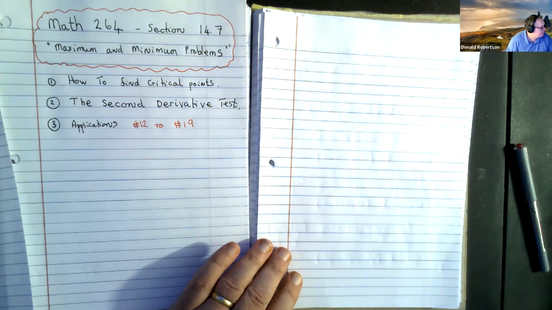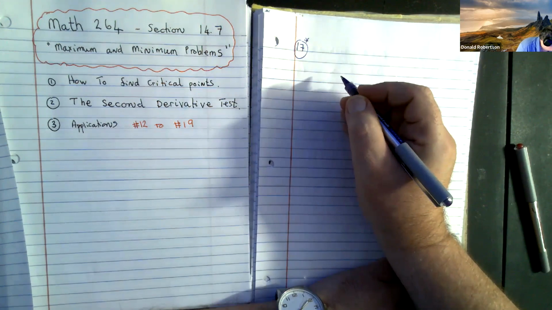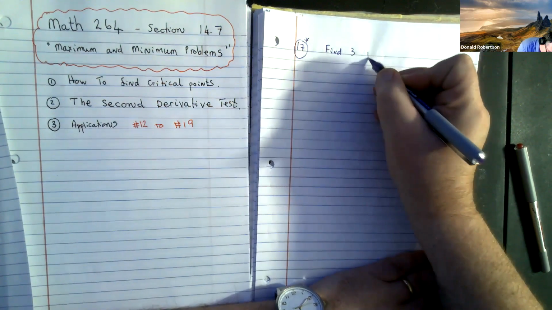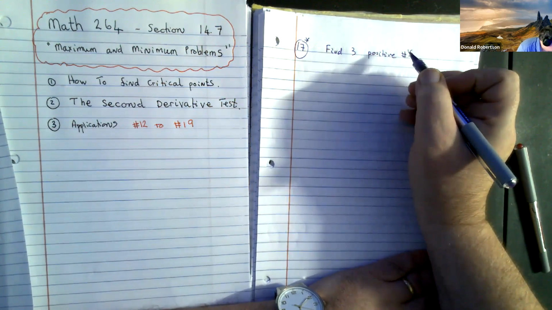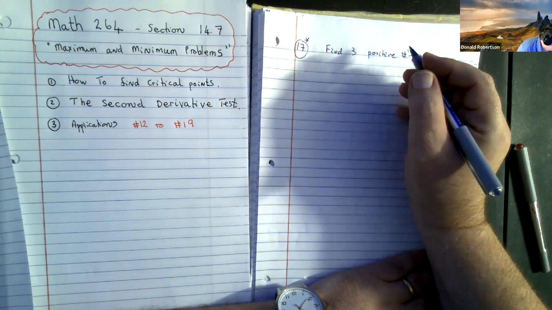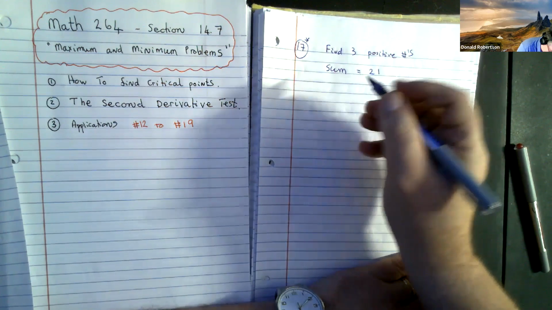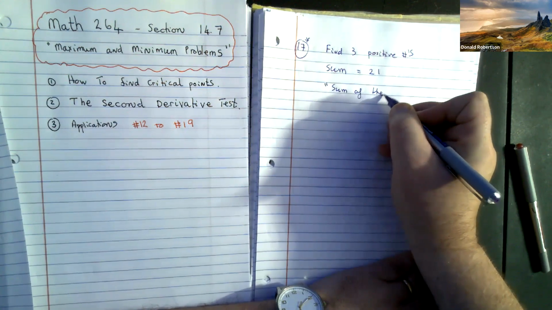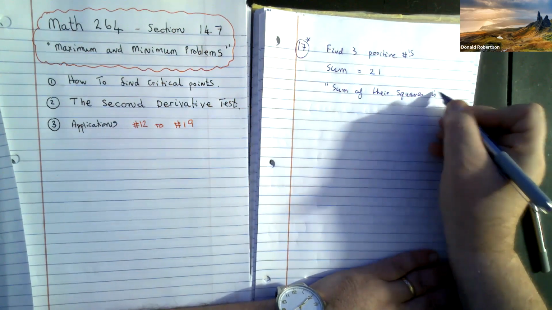Let's move on. Let's do a more awkward version of that question, which is 17. Find three positive numbers and the sum of them is 21. And we want to do it so that the sum of their squares is as small as possible.